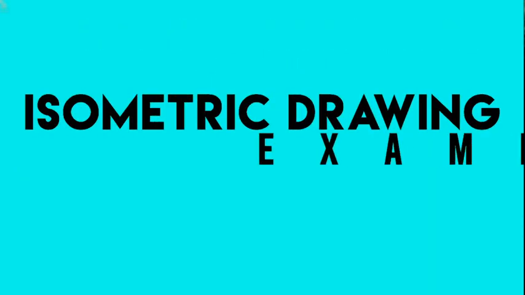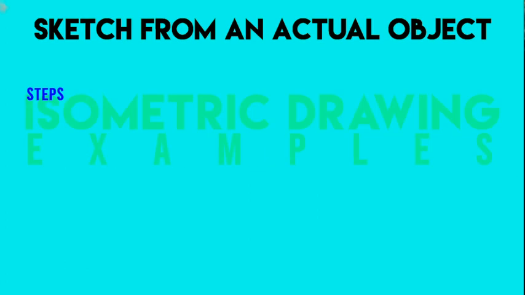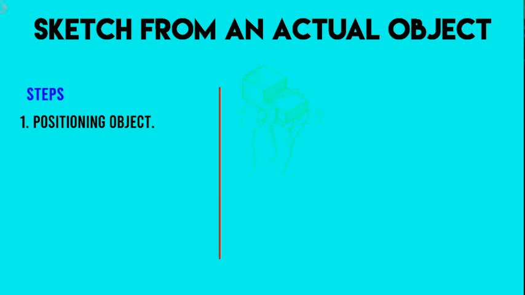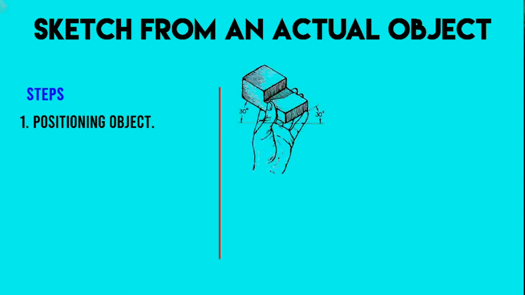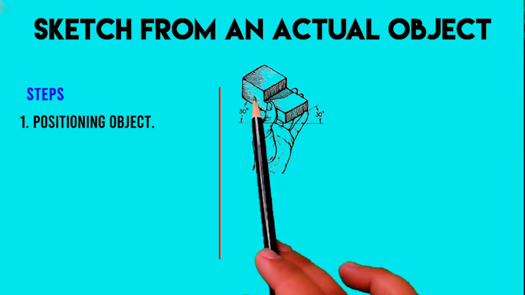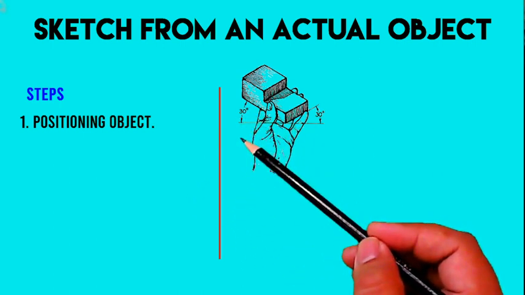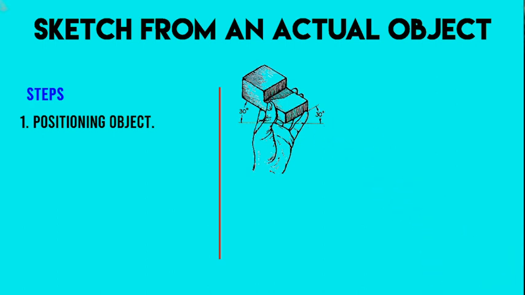So, I have here an example. Okay? Different examples for isometric drawing. So, first one, position the object. So, let's imagine that this is our actual object. Okay, para siyang bleachers. Ayan. So, meron siyang 30 degree angle. Ito yung ating baseline. Okay. Next one, select isometric axis.